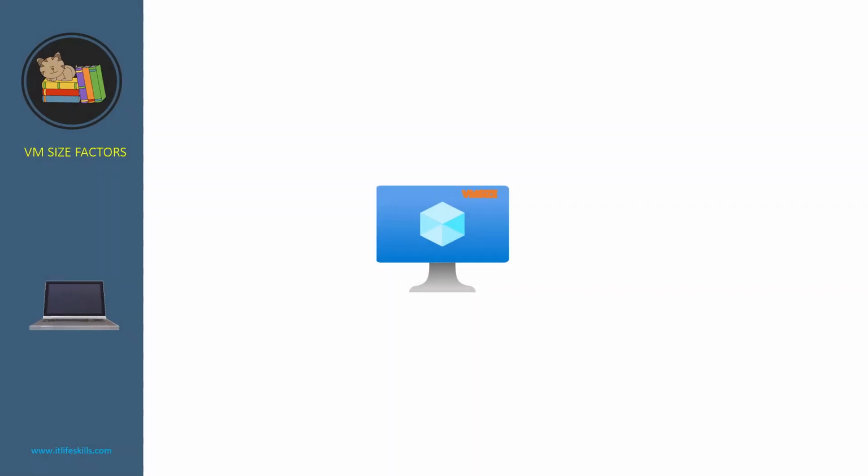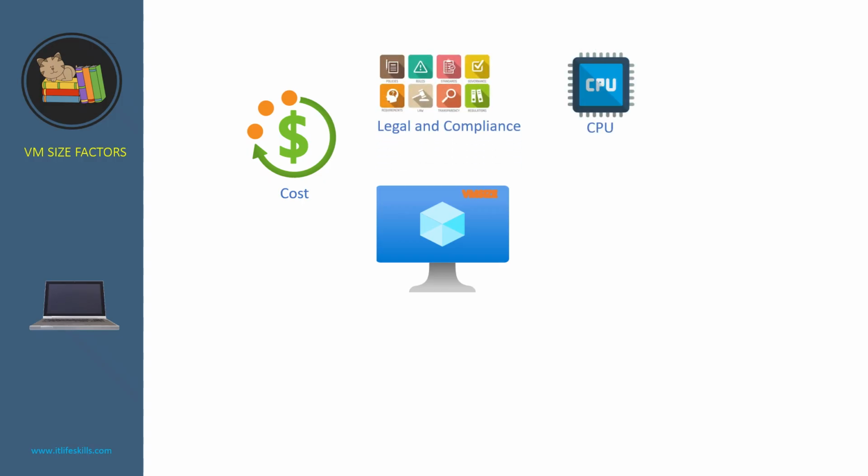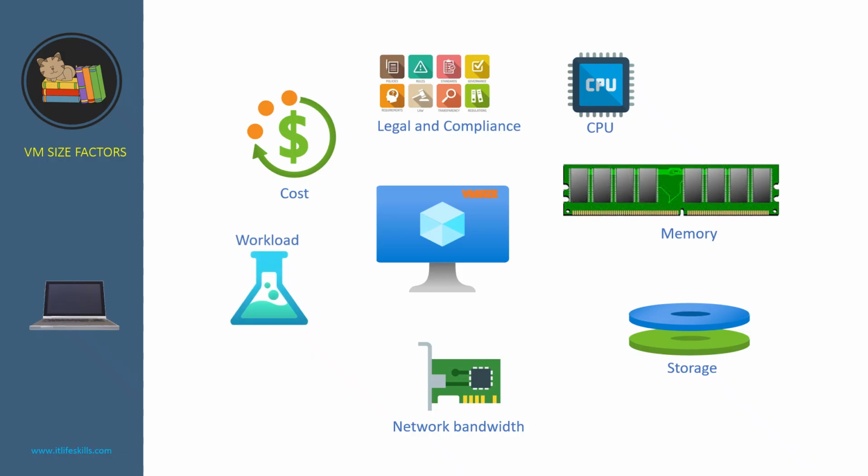So the question is, how do I select Azure VM size in a real work environment? When selecting an Azure VM size, you should gather information about cost, legal and compliance, CPU, memory, storage needs, network bandwidth, and workload type. Although all of these factors matter, the process almost always begins with understanding the workload. The workload determines the performance profile, which then drives the VM size selection.